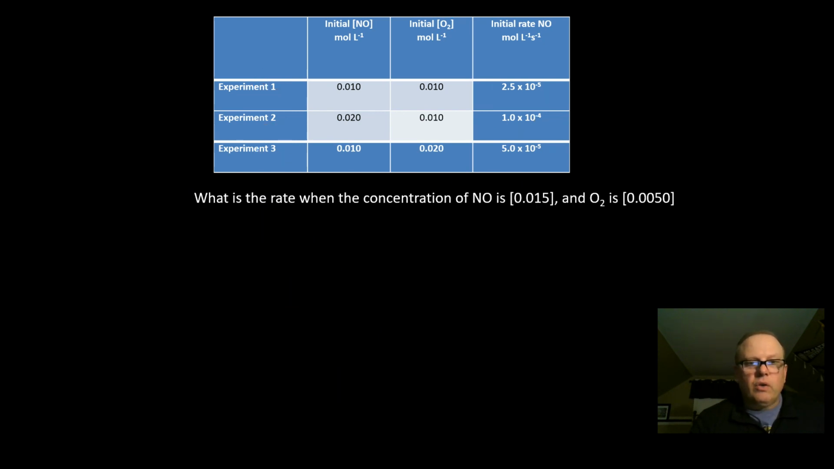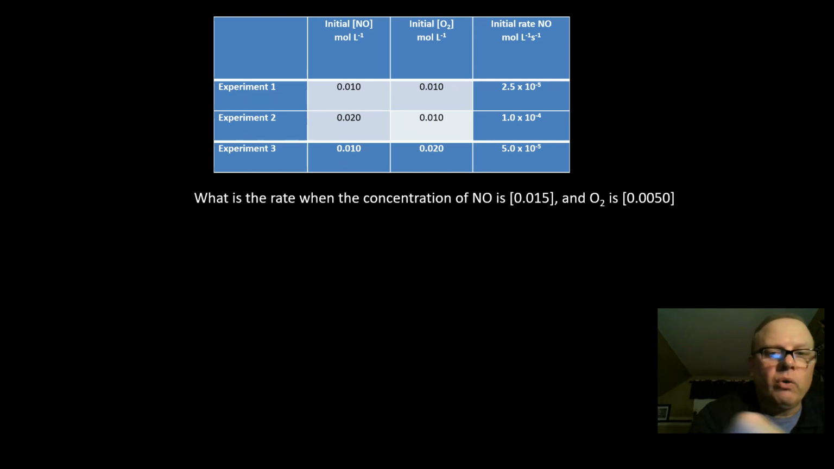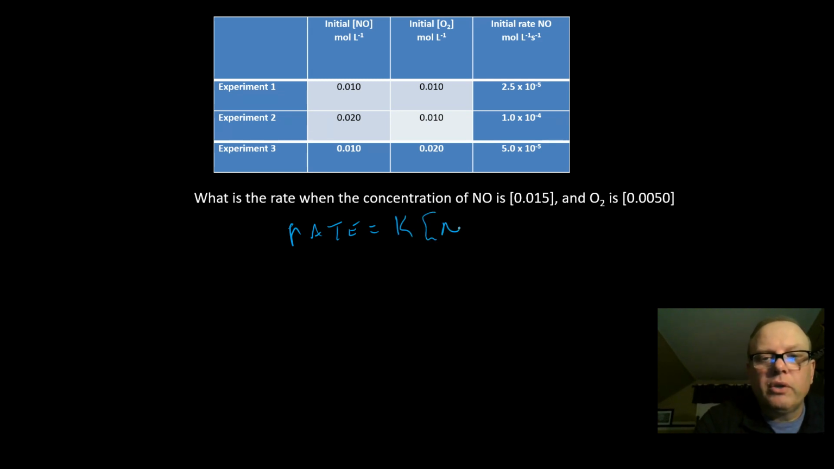All right, next idea. What is the concentration of NO when it is 0.015? Okay, the first thing we need to do then is to find K. In order to do that, the rate is equal to K times nitrogen monoxide to the second, O2 to the first.